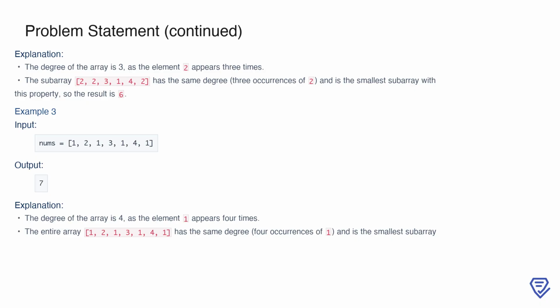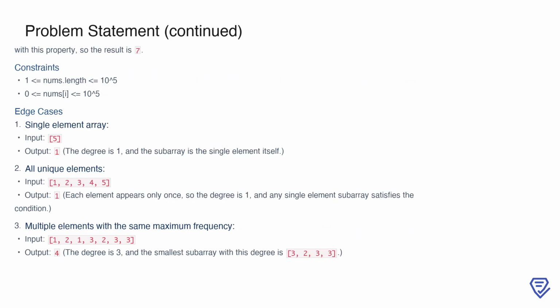Lastly, let's consider one more example to reinforce this concept. In the third example, the input array is 1, 2, 1, 3, 1, 4, 1. The degree of the array is 4, as the number 1 appears 4 times. To match this degree, the smallest subarray that contains 4 occurrences of the number 1 is the entire array itself, 1, 2, 1, 3, 1, 4, 1. Since this subarray includes all elements of the input, its length is 7, and the output is 7.